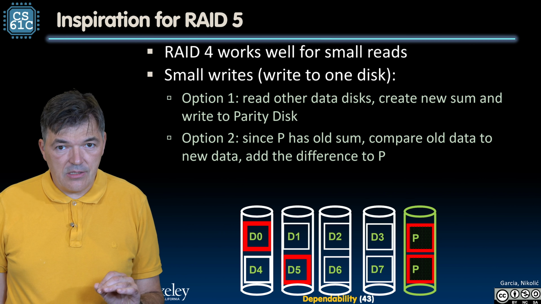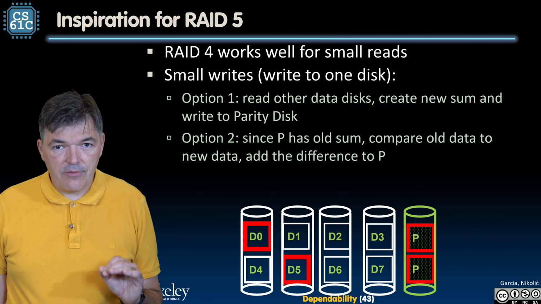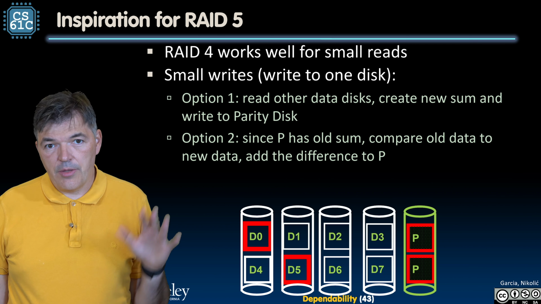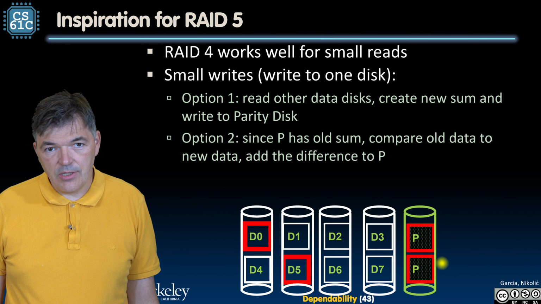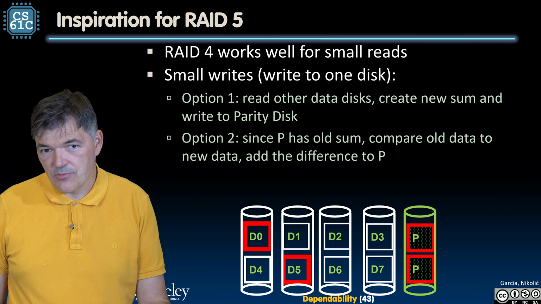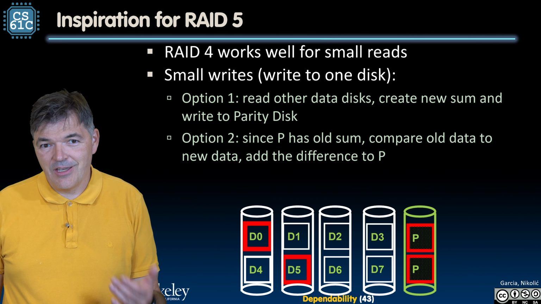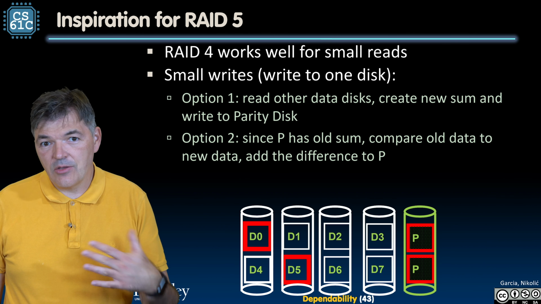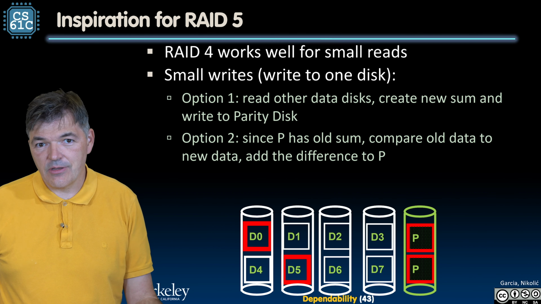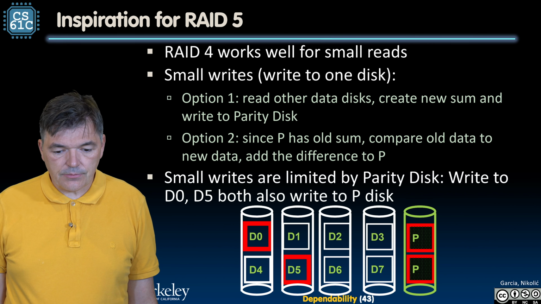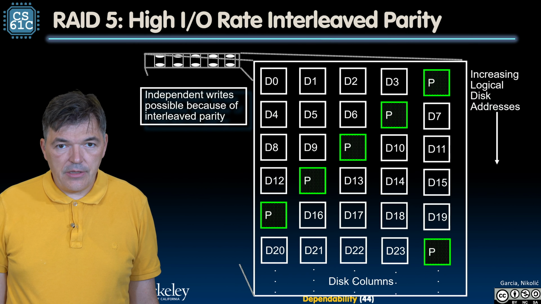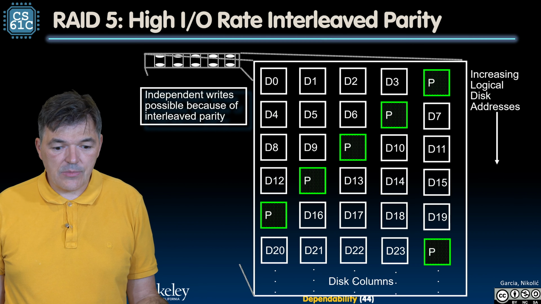In either case, the bottleneck here for RAID 4 is that all the parity is being written to this disk. So we need to read the parity data, update it, and write it back, and do that for multiple files concurrently. So generally that disk is going to be the bottleneck. Then comes the motivation for RAID 5.